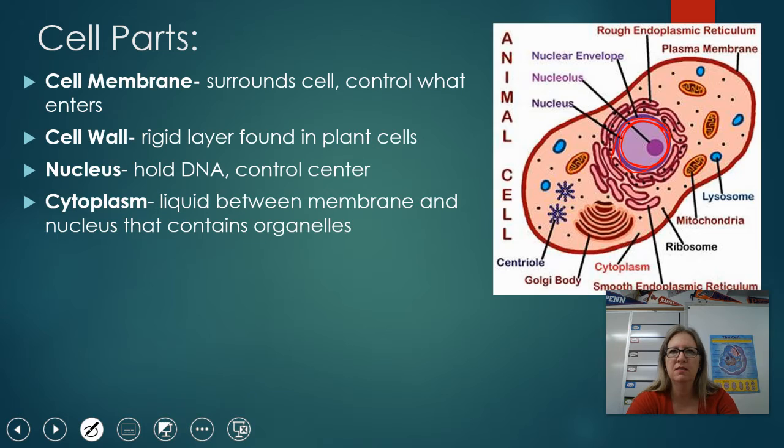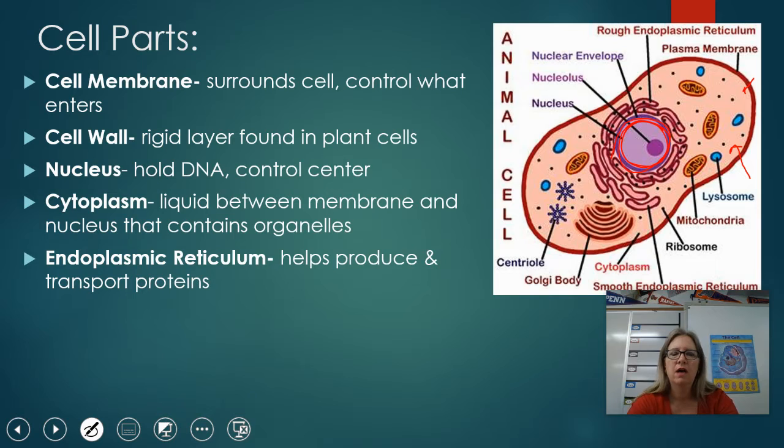Cytoplasm is the liquid in between the membrane and the nucleus. So this peachy color stuff, that's the cytoplasm. If you imagine cracking an egg into a pan, the yolk would be the nucleus, and all the white of the egg would be the cytoplasm, okay?